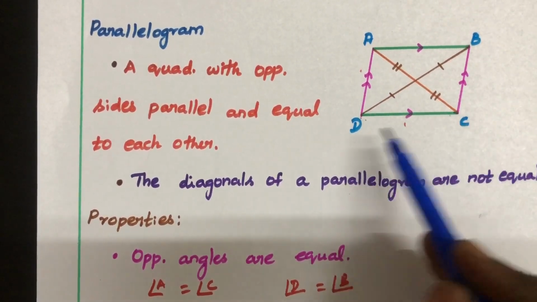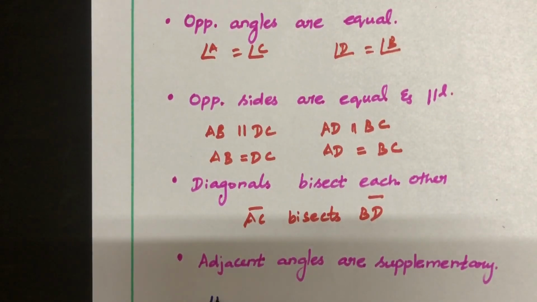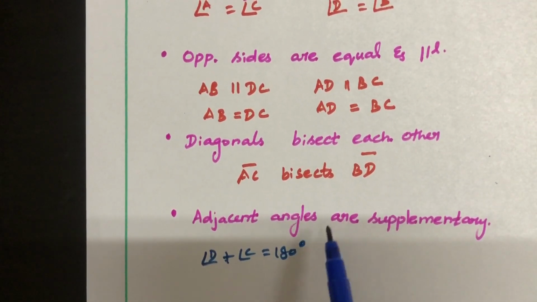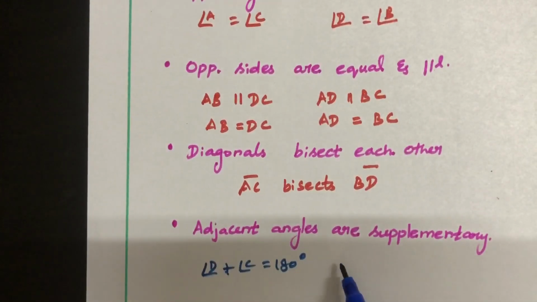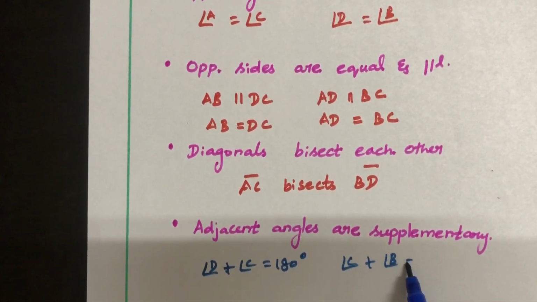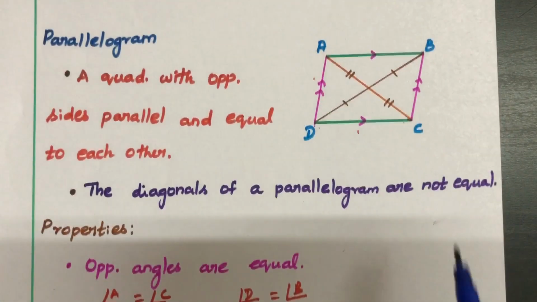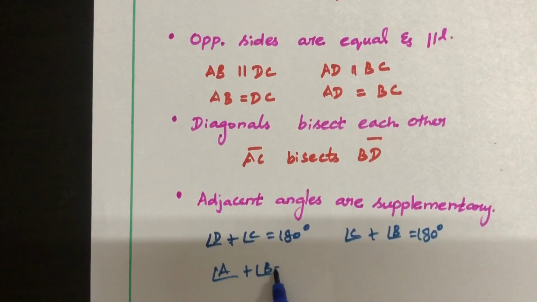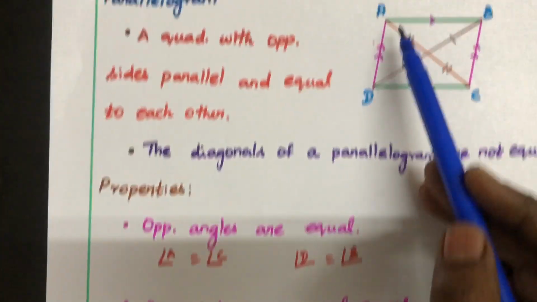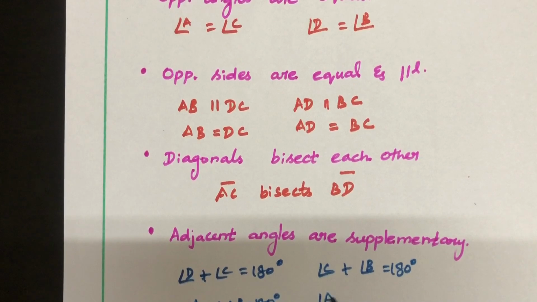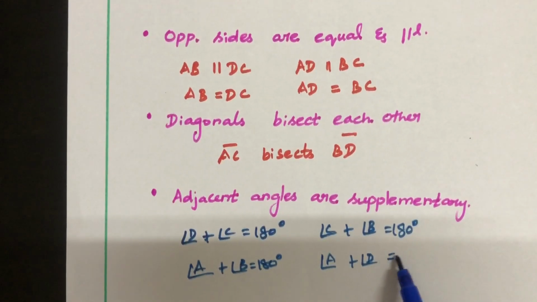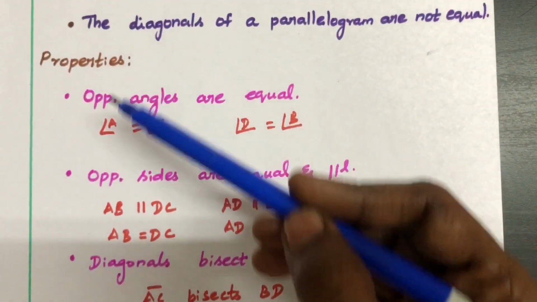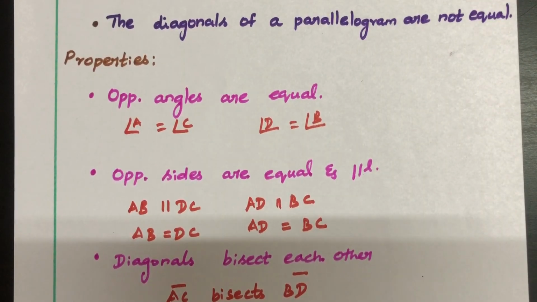Supplementary means if you add these two angles, it will give you 180 degrees. For example, angle D plus angle C is equal to 180 degrees. Similarly, angle C plus angle B equals 180 degrees. Angle A plus angle B equals 180 degrees. Similarly, angle A plus angle D is equal to 180 degrees. Adjacent angles are supplementary. It's very necessary to know all the properties of each and every quadrilateral.